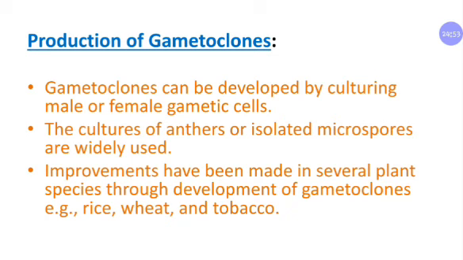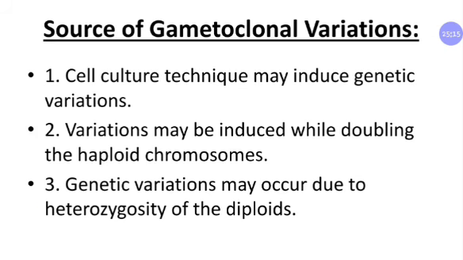Production of gametoclones. They can be developed by culturing male or female gametic cells. Cultures of anthers or isolated microspores are widely used. Improvements have been made in several plant species through development of gametoclones, for example rice, wheat and tobacco.